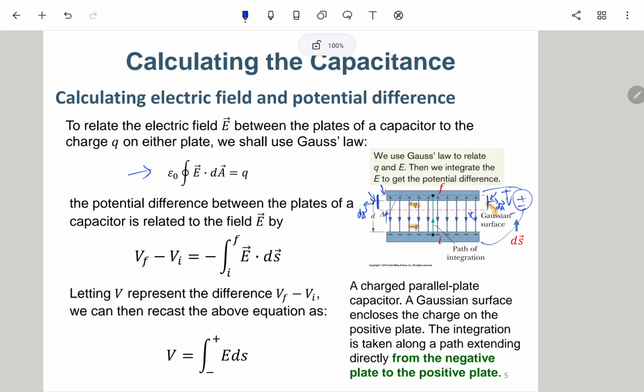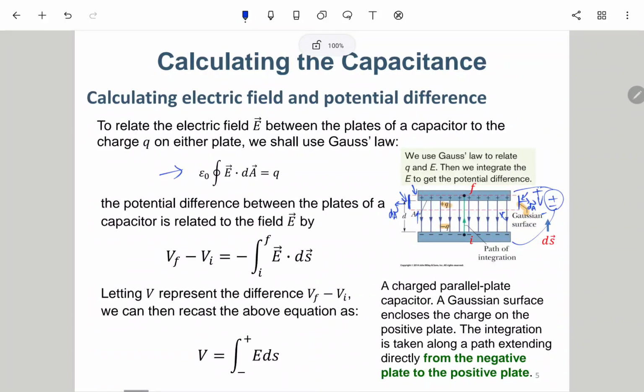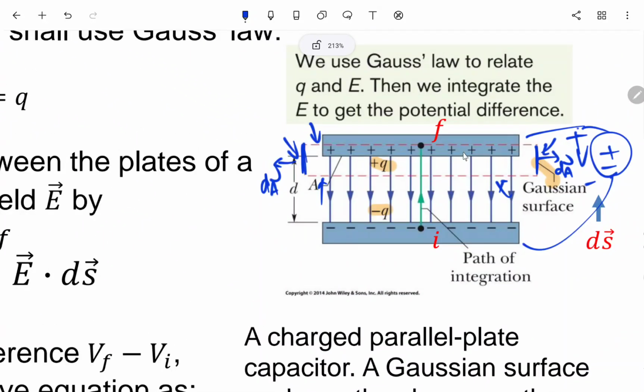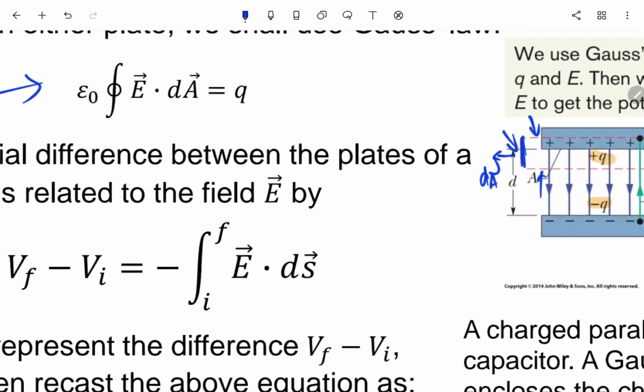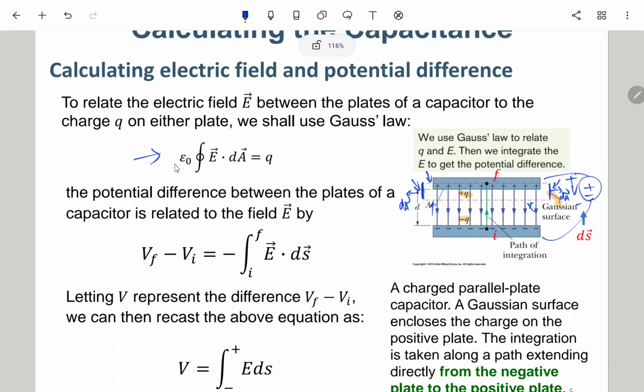Okay, so first we write out Gauss's law: epsilon naught times the integral of E dot dA for this Gaussian surface equals Q enclosed. Q enclosed in this case is positive Q here. For this Gaussian surface, only the plus Q charge is enclosed. This negative Q is outside.